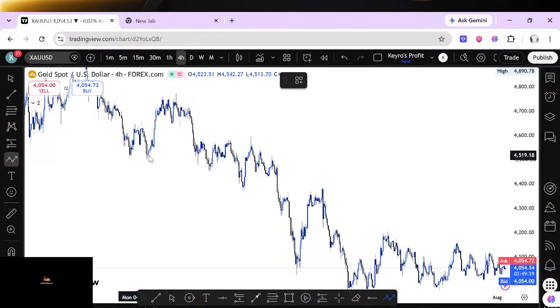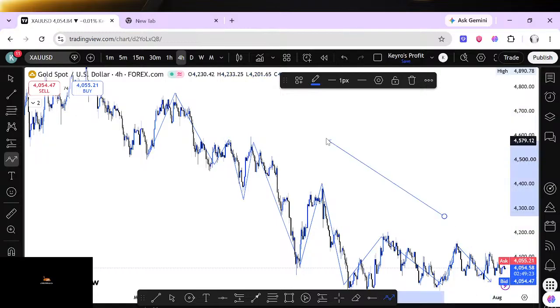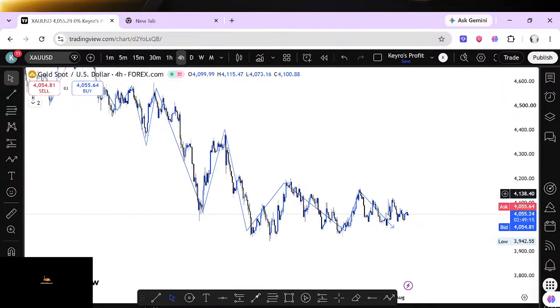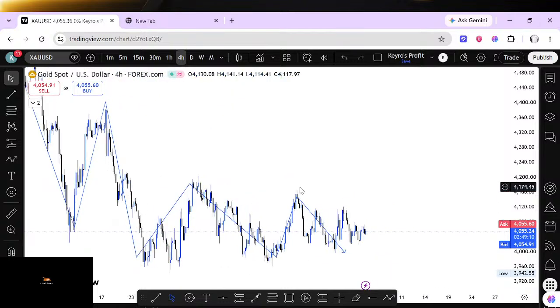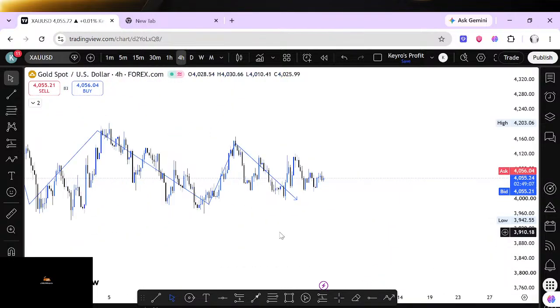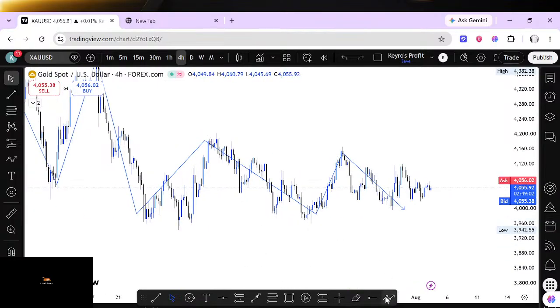You can see it formed a lower low, a higher low, lower low, higher low, and so forth. See the way the market is moving. Perfect. So that's the current trend of the market. It is forming lower lows and higher lows, and that is the way the market is moving. So this means that the market is still on the bearish movement.